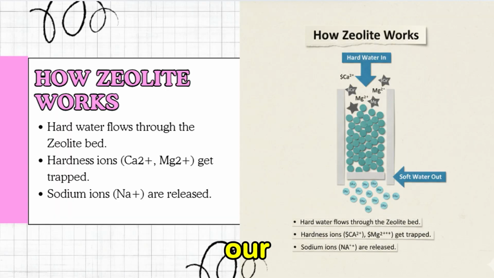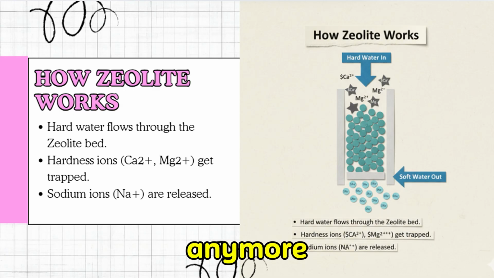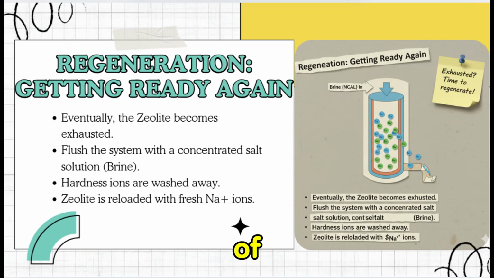But eventually, our bouncer's hands are full of troublemakers. He can't hold any more. This is when the zeolite is exhausted. To fix this, we need to regenerate it. We do this by flushing the system with a very concentrated salt solution, also known as brine. This strong brine solution forces the bouncer to let go of all the calcium and magnesium ions he captured, which get washed away. His hands are now free to grab a fresh supply of sodium ions, and he's ready to get back to work.